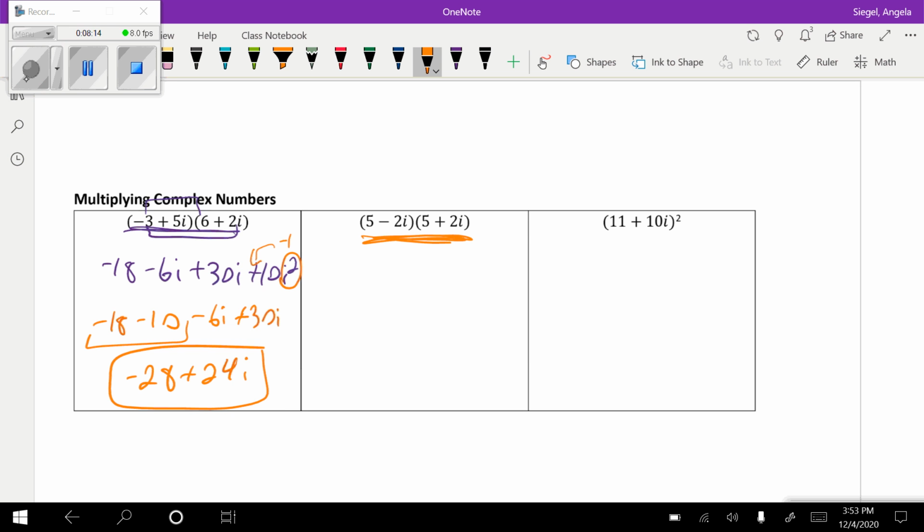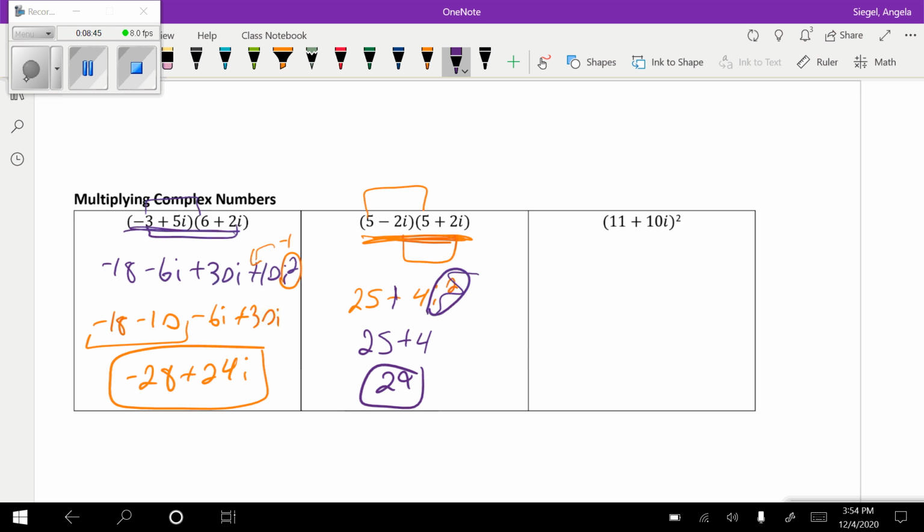Hopefully you can see that this one is a conjugate. So remember, we just need to worry about the first and last terms because the middle terms will always cancel out. So I have 25 minus 4i squared. And so just like before, this is going to change the sign to make it different. So now it's a positive. So now I have 25 plus 4. So notice that i completely goes away. It's not there anymore.